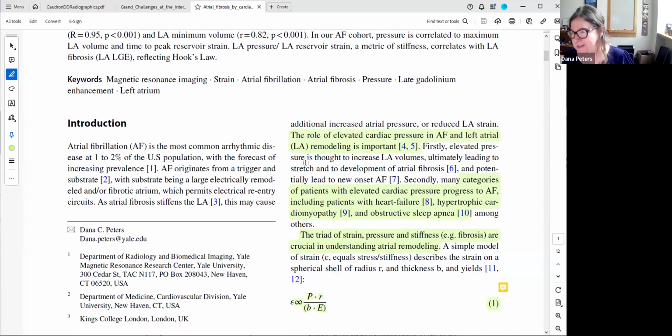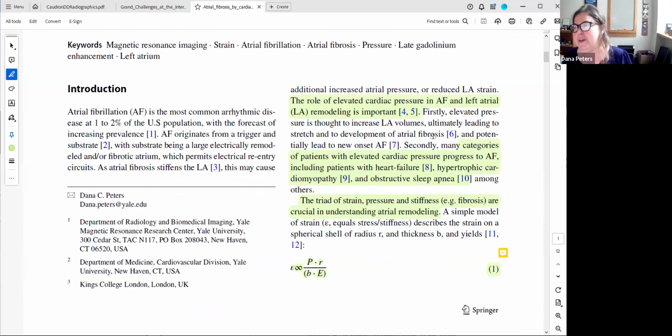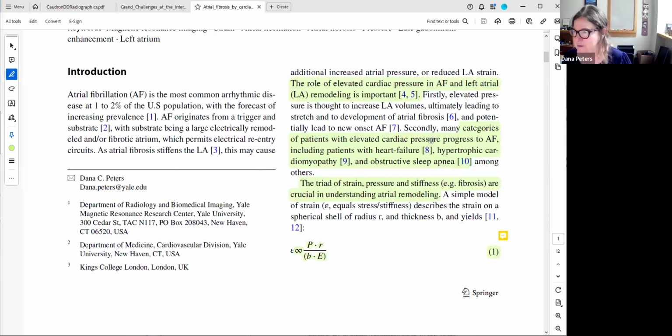Atrial fibrillation is a very common disease, and what I was really interested in is the role of elevated cardiac pressure in causing atrial fibrillation and in causing left atrial remodeling. That's really important. And we know that elevated pressure should increase LA volumes. That's why LA volume is this huge biomarker that it is. And so we think pressure in the LA can lead to stretch, and that can lead to development of atrial fibrosis.